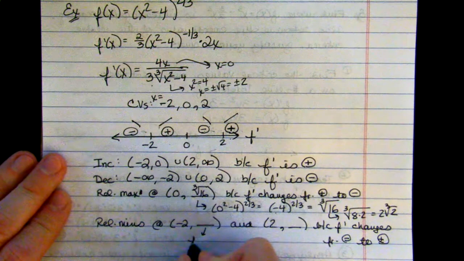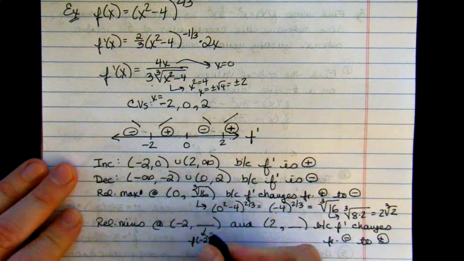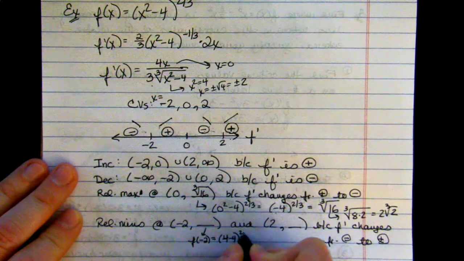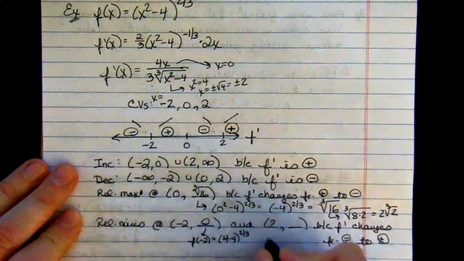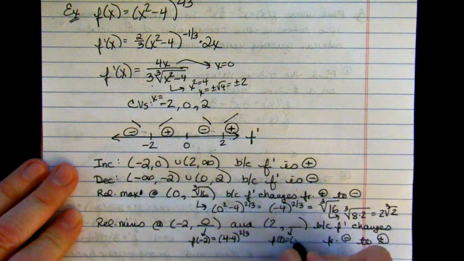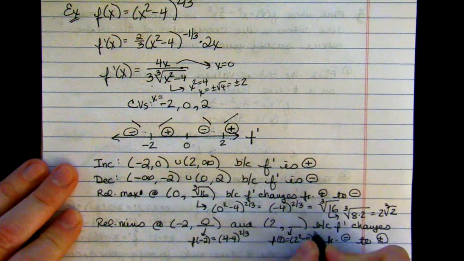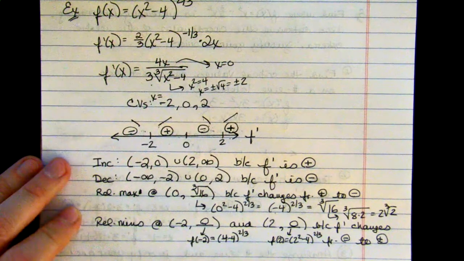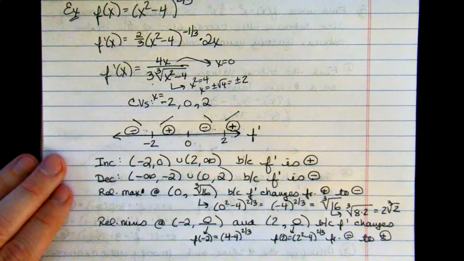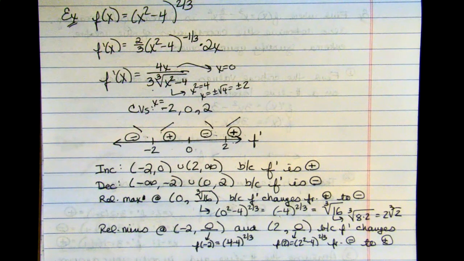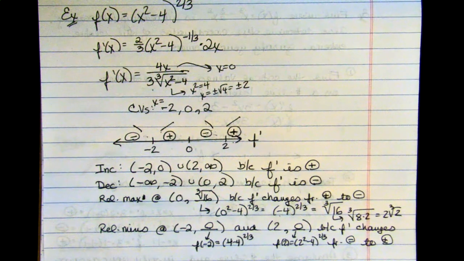So f of negative 2 equals negative 2 squared. That's 4 minus 4 to the 2/3. That's 0. Going to get something similar over here. F of 2 is 2 squared minus 4 to the 2/3. 4 minus 4, 0 to the 2/3, 0. And I've got that one. Go graph and see if what your graph looks like agrees with what we just calculated.